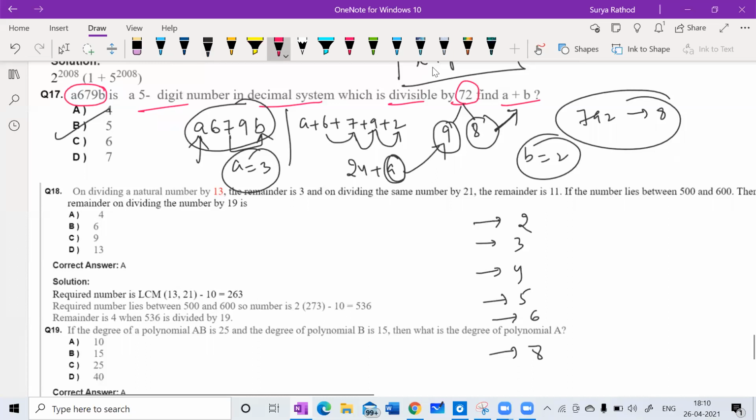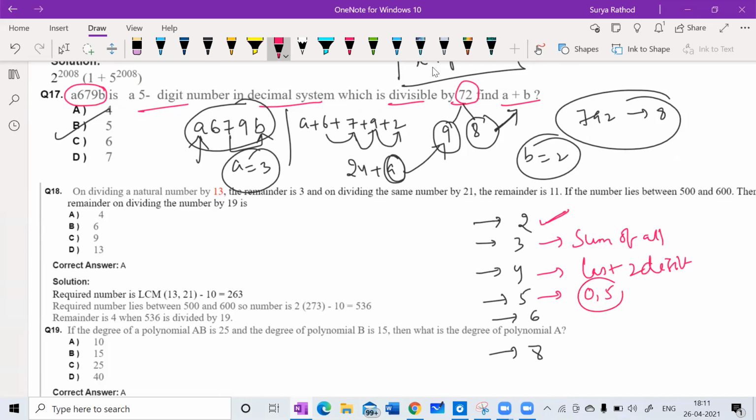Checking divisible by 2, how will you check? Last number supposed to be an even number. Checking divisible by 3, you have to take the sum of all digits. For 4, check the last 2 digits of that particular number. For divisible by 5, the last number is either 0 or 5. Checking divisible by 6, if the unit digit is 6, that is 110% divisible by 6.